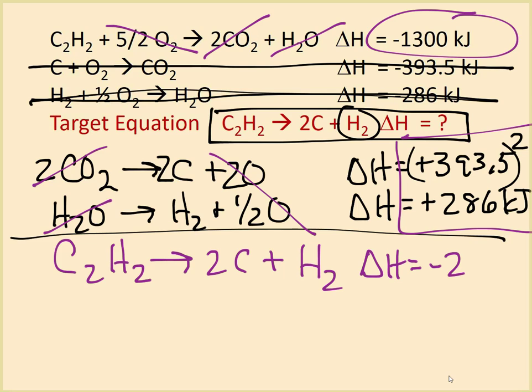My final answer is a negative 227, so an exothermic reaction. We can get there in 1 step or in 3 steps, but we should have the same enthalpy. And this is called Hess's law.